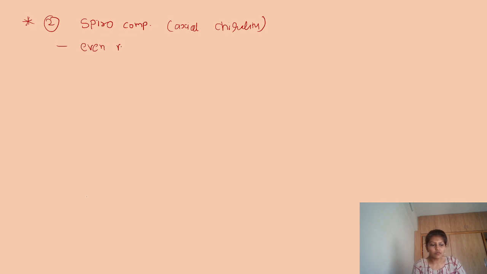Second one is Spiro compound. So Spiro compound has also axial chirality, right? So the condition is the same. Here the condition is an even number of rings, or one ring plus one double bond, right?